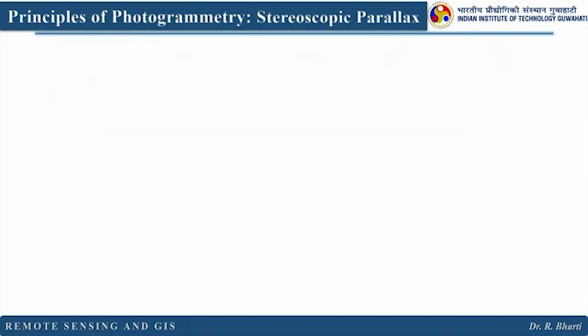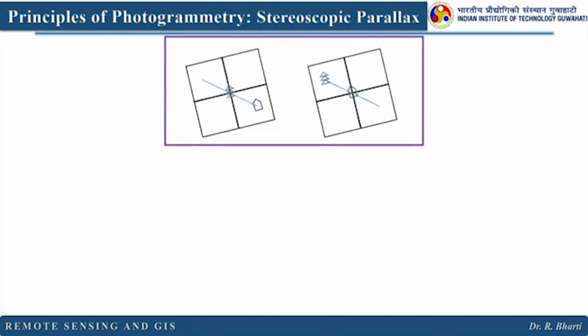Now for stereoscopic parallax calculation, what do we have to do? First we have to identify the principal point and the conjugate principal point. And then we have to find out the flight direction, and then we can calculate the stereoscopic parallax. So let us go step by step.